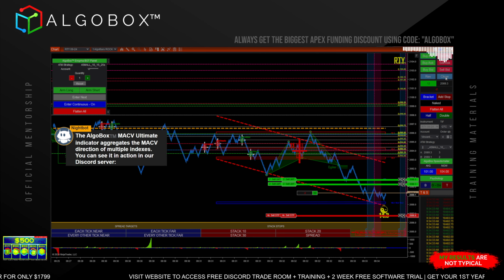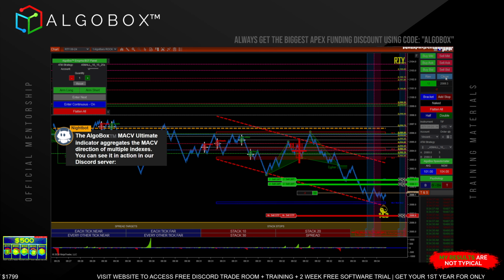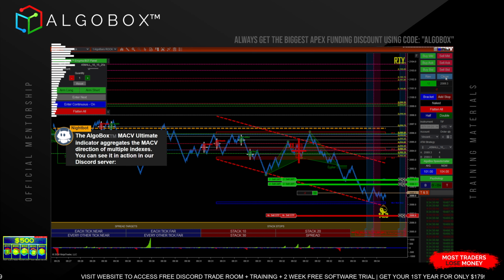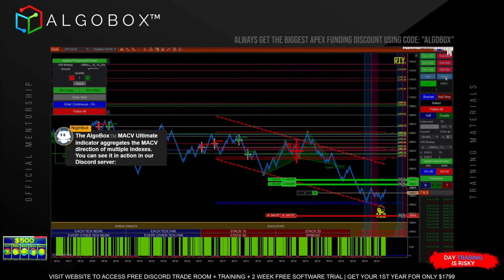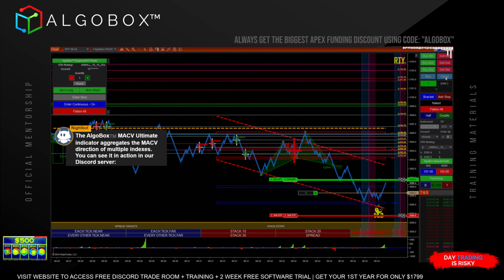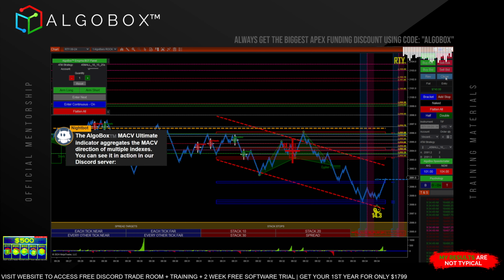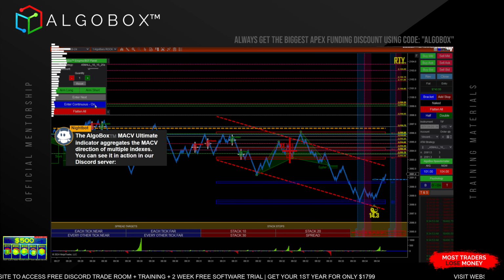Enigma long on the RTY1. Got an Enigma coming in along with me. 14.3. Target filled. Target filled. Lower bands touch, target filled. Targets filled for $740 right off the bat there this morning.